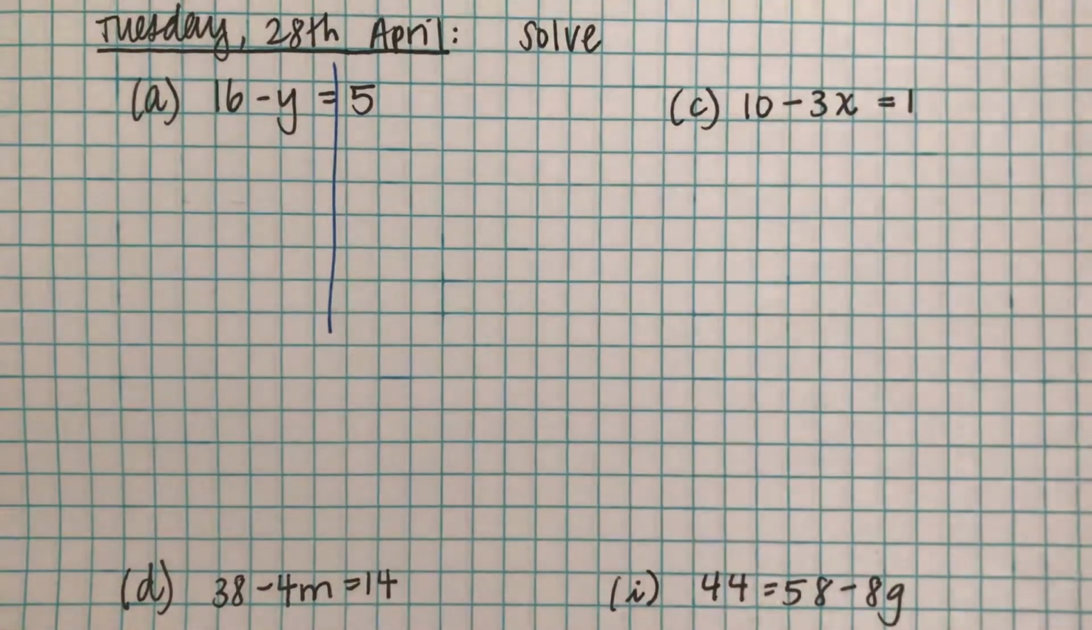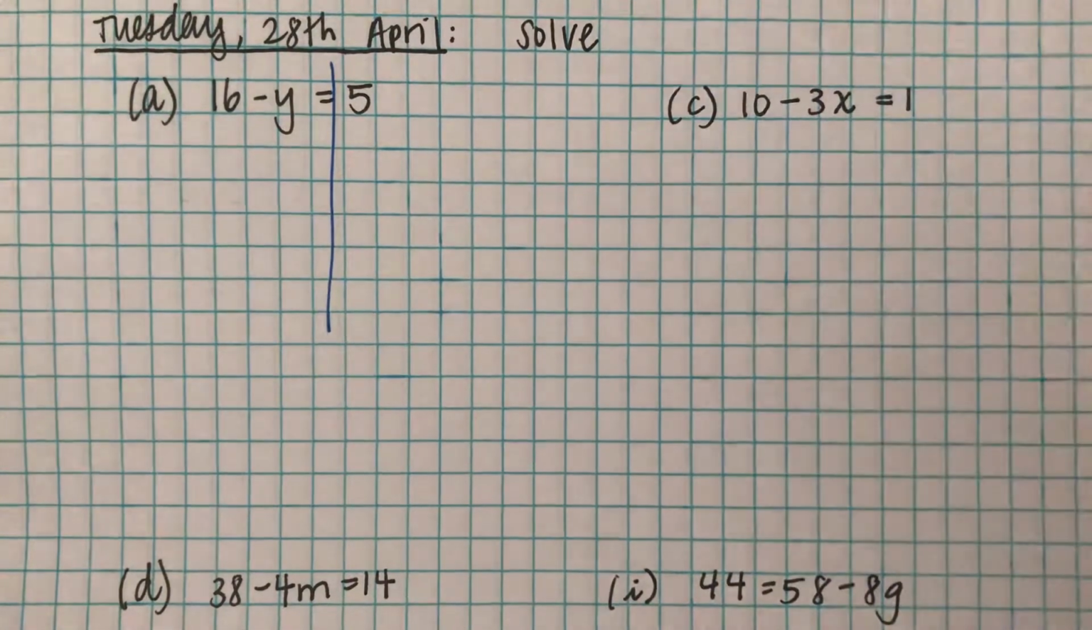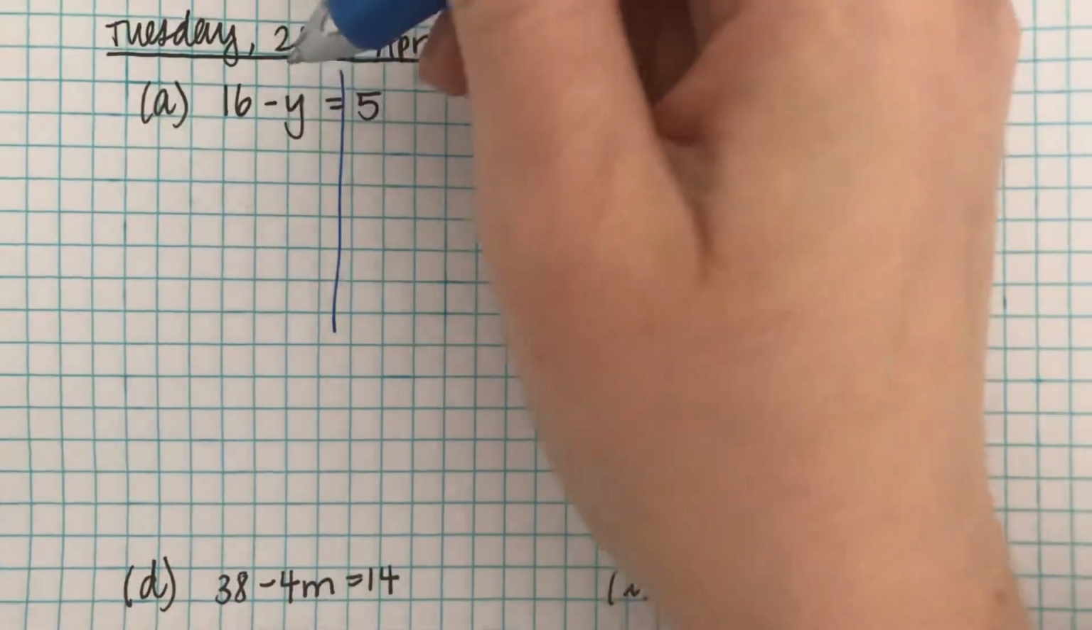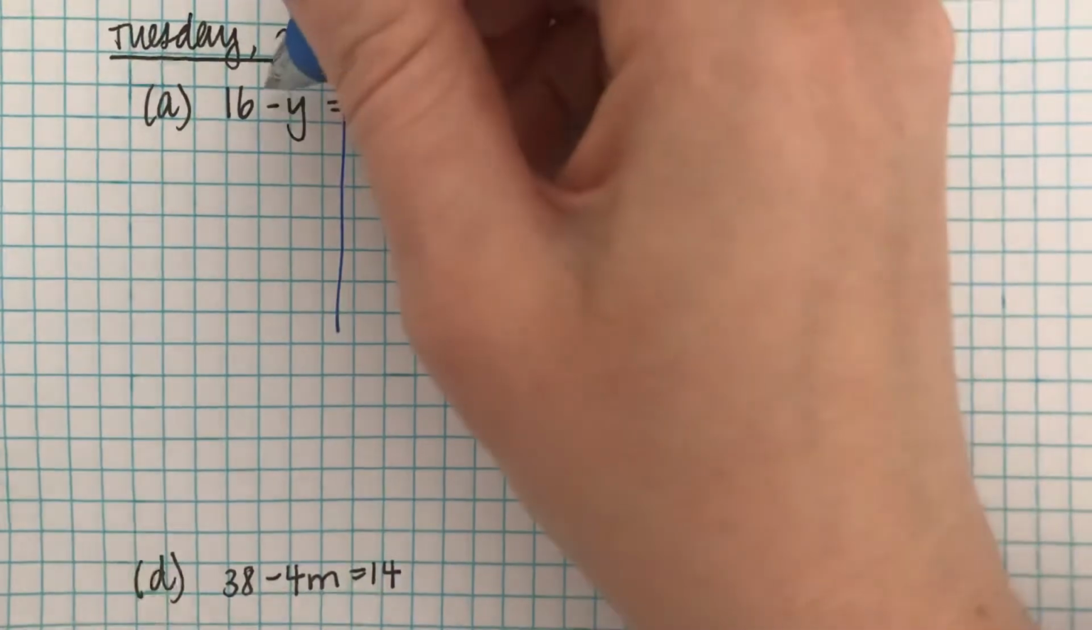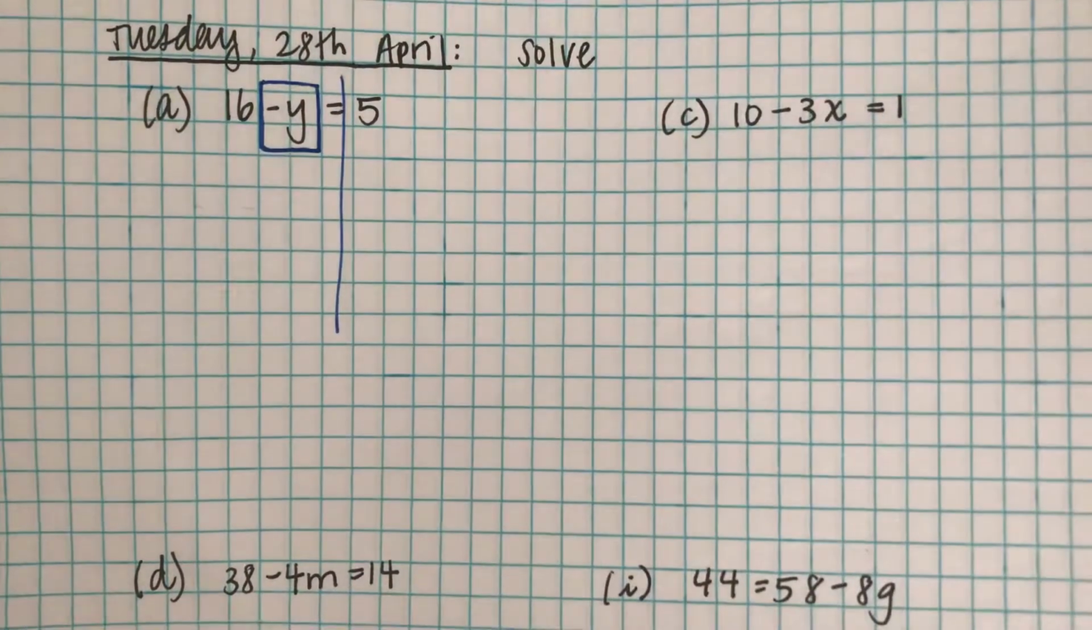So, remember, what we're trying to do is solve for the variable. In this case, the variable is y for question A. However, I want you to notice that there's a minus sign in front of that. Okay, that's going to be really important as we continue to work this question.